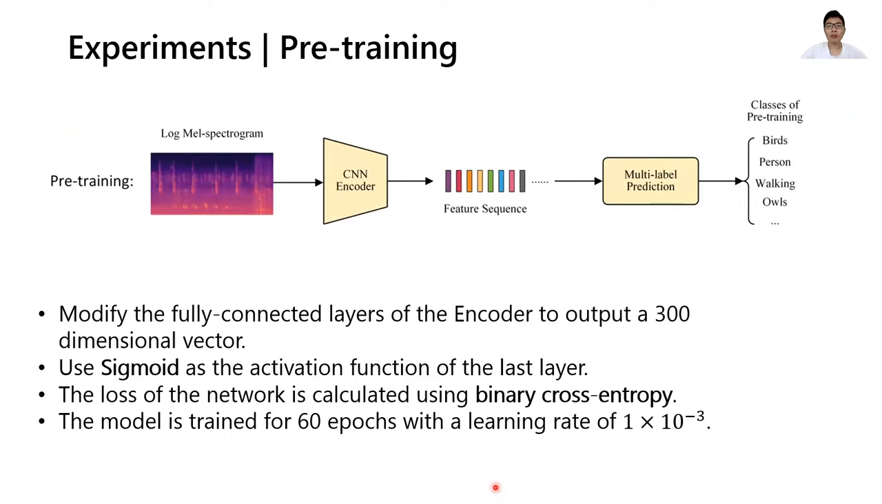To train the encoder, we modify the fully connected layers of the encoder to output a 300-dimensional vector. Sigmoid activation function is used in the last layer. The loss of the network is calculated using binary cross entropy.